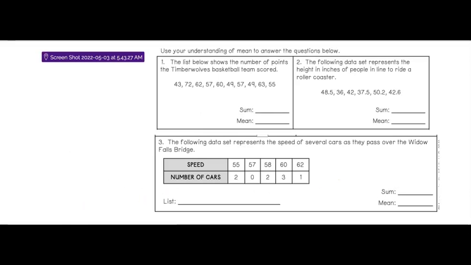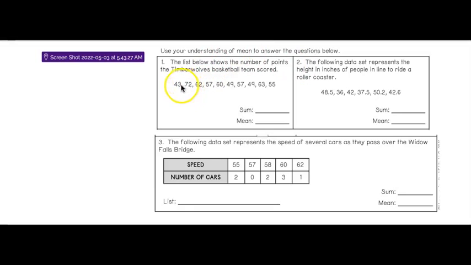Let's look at the 3 problems at the bottom. Use your understanding of mean or average to answer the questions below. Number 1, the list below shows the number of points the Timberwolves basketball team scored: 43, 72, 62, 57, 60, 49, 57, 49, 63, 55. Let's see how many data points we have. If we count, 1, 2, 3, 4, 5, 6, 7, 8, 9, 10. So 10 is going to be our divisor.